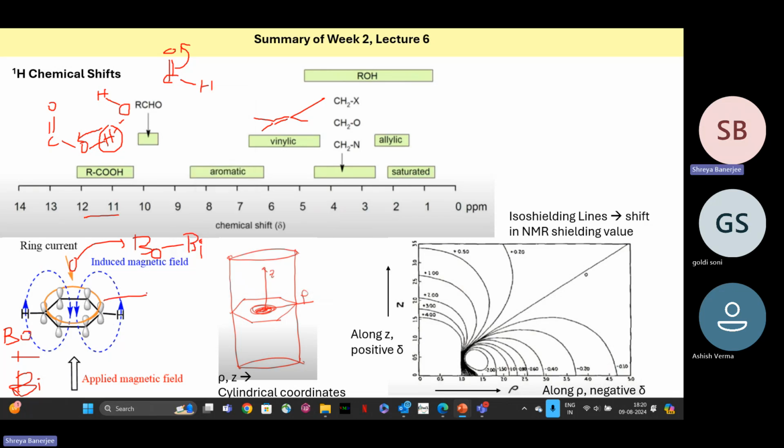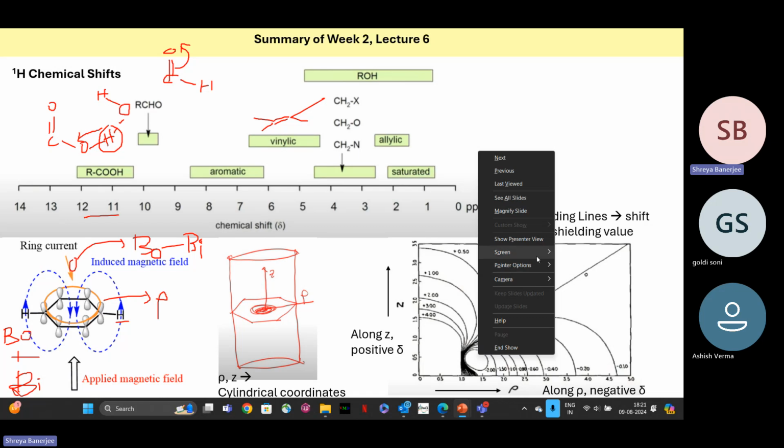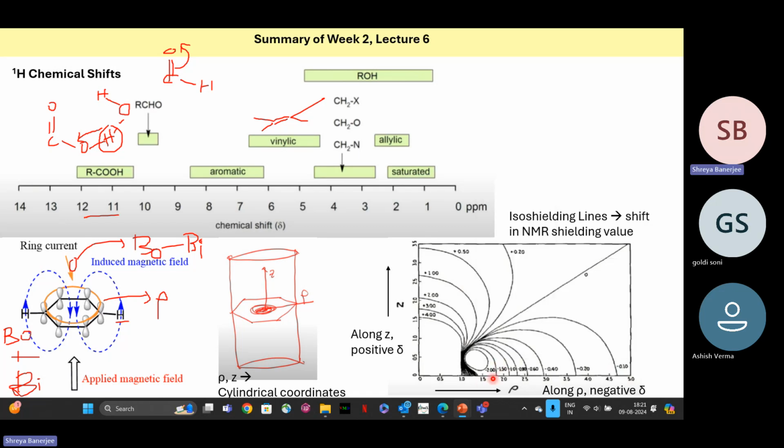So this is your rho direction, where your hydrogen is present. Along rho, there is a deshielding effect, so your chemical shift values will be negative. That is why you can see, along rho, the values written on the lines are all negative, that is -2, -1.50, like that. This is because there is a deshielding effect along rho.